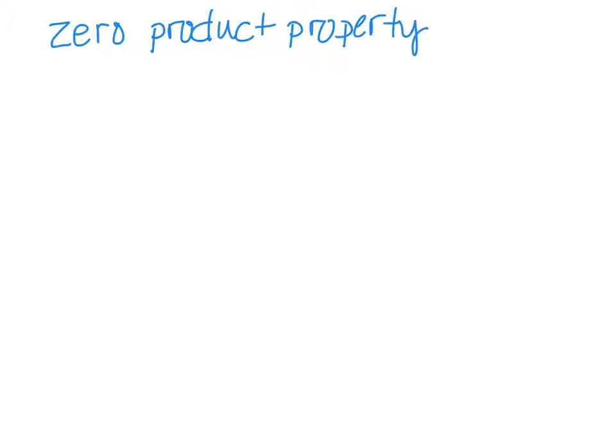So, before we begin, we need to talk about an important property called the zero product property. The zero product property says that if we have two things that are multiplied together, that's an A and a B, and those two things when multiplied give us 0, then either A has to equal 0 or B has to equal 0. Okay, so how does that help us?